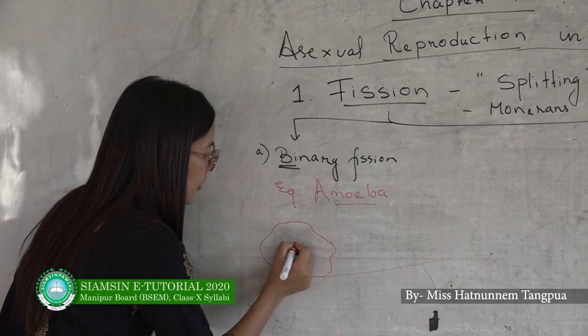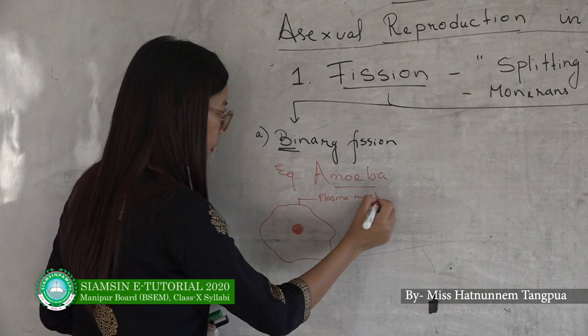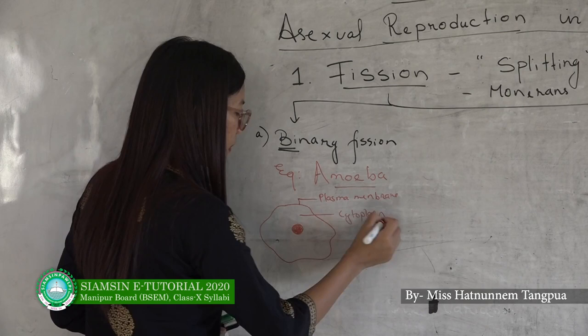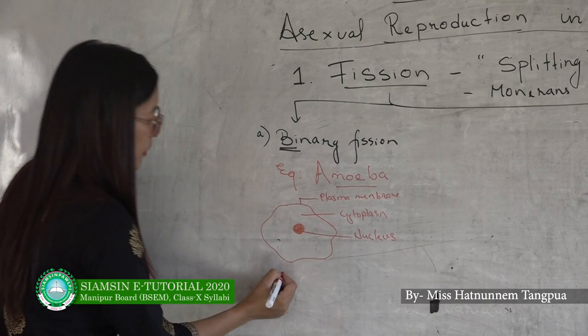This is an amoeba cell. This is the plasma membrane. This is the cytoplasm. This is the matrix, the area called cytoplasm. This is the nucleus. This is one parent cell, one amoeba cell.